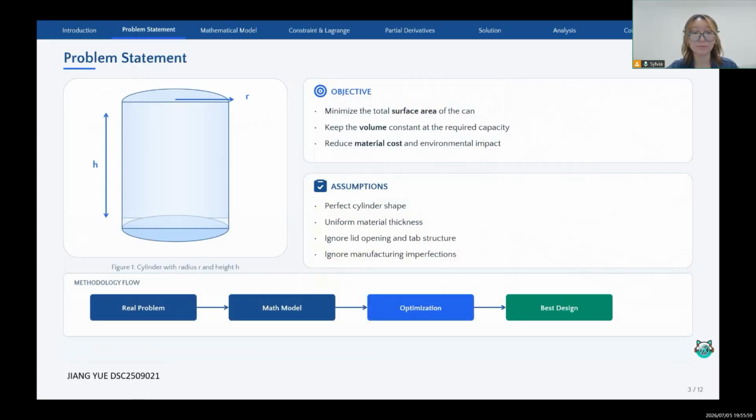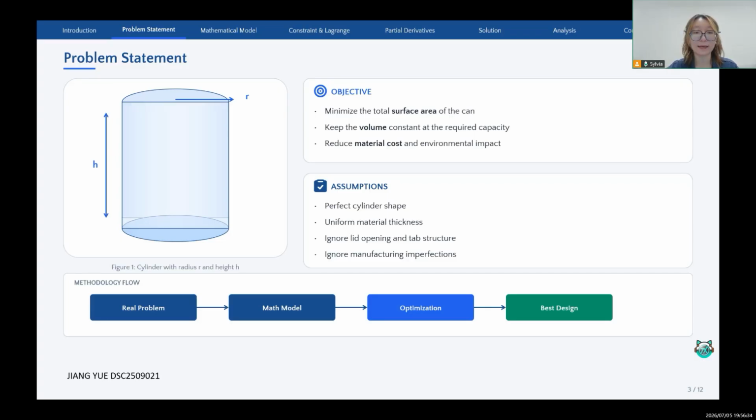Now let's look at our problem statement and main goals. There is a cylinder on the slide, which stands for a drink can. It has R and H. We have three clear targets. First, we want to make the can's total surface area as small as possible. Surface area decides how much aluminum we need. Smaller surface area means less material and lower production cost.